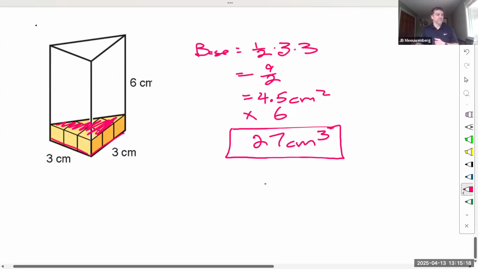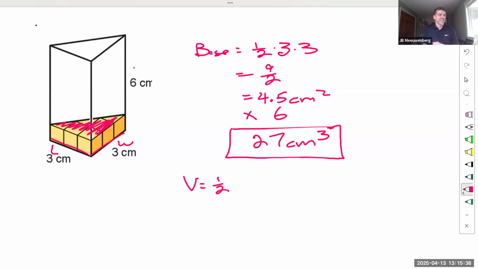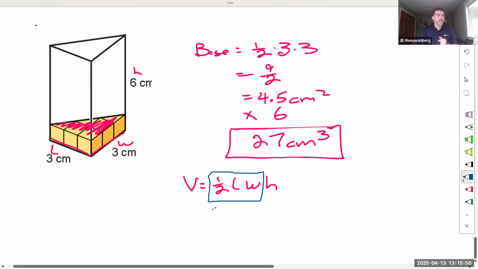So in this case, for this specific prism, the volume was found by taking 1/2 of, we'll call this the base. Actually, what we'll do is maybe we'll call this the length and the width, and this the height. 1/2 times the length times the width times the height. And the reason we did that was because this was how we calculated the area of the base, the triangle.